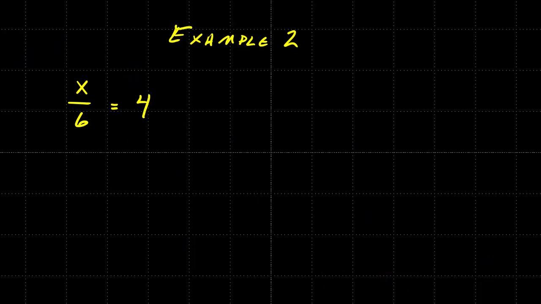Example number 2. This is a division. Once again, since I'm only working with multiplication and division in these equations, I'm going to make everything look like a fraction or a ratio. Now I have x divided by 6. I don't want x divided by 6. I want 1x equals something.